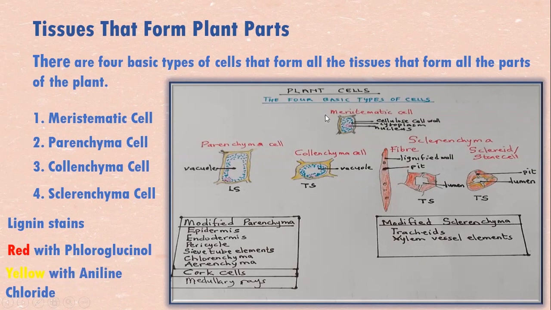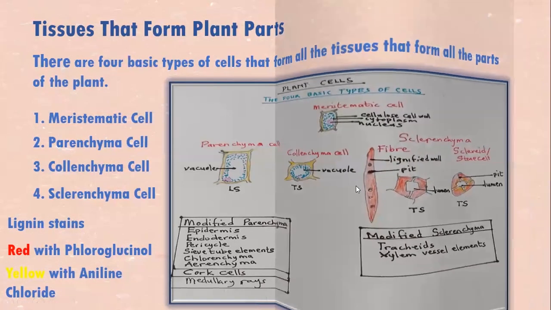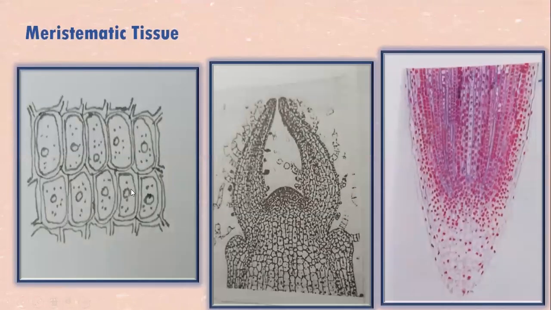Let us look at meristematic cell. All these other cells, parenchyma, chlorenchyma, sclerenchyma, and their modified types, they all originated from meristematic cells. So let's look at meristematic. The meristematic tissue, right? These are meristematic cells, which form meristematic tissue. The cells are cuboid. The cells have very thin cellulose cell walls. And anywhere that you have cellulose cell walls, you also have hemicellulose and pectin.